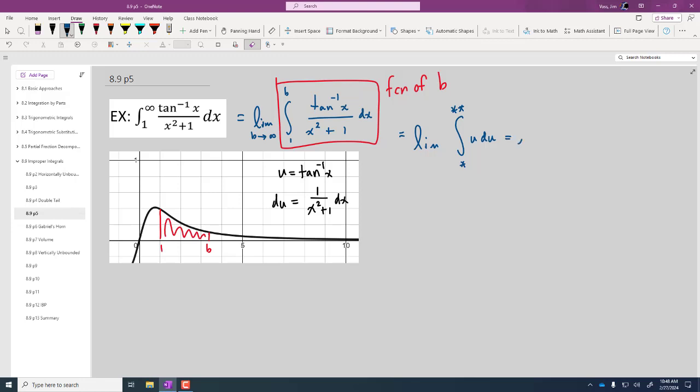And make sure you keep the limit symbol out there. We're just integrating u squared over 2, u squared divided by 2 with placeholder limits, and we'll convert back. So we said that u was arctan, so we're going to get 1/2 arctan of x, back to the x limits.